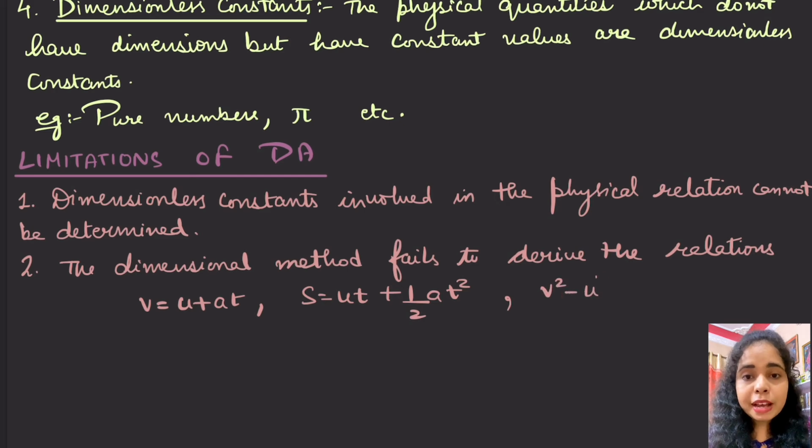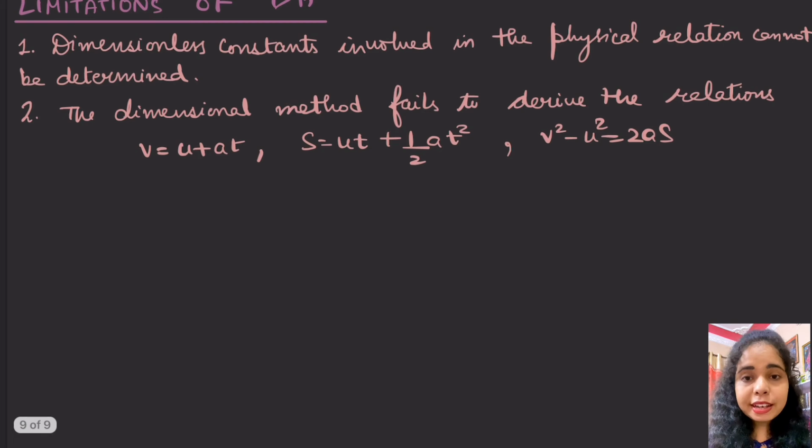So the dimensional method fails to derive the relations v is equal to u plus at, s is equal to ut plus half at square, and v square minus u square is equal to 2as.